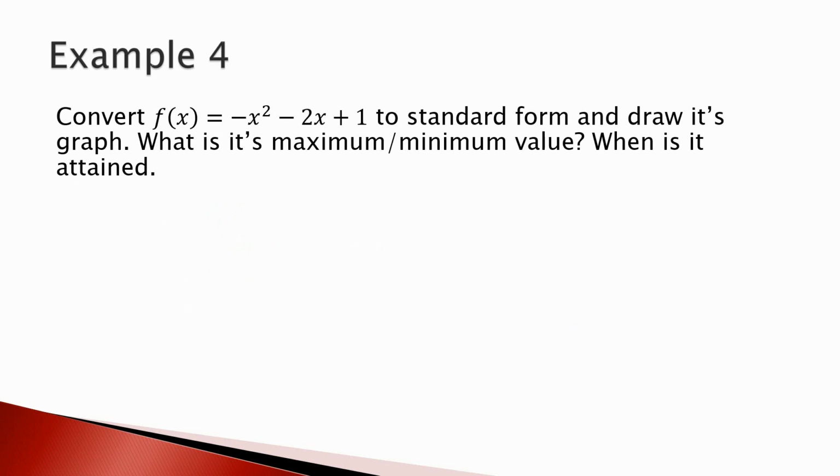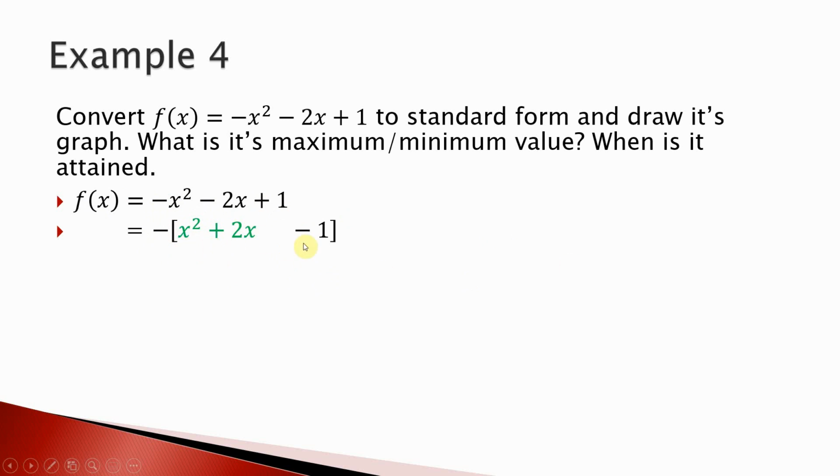Convert f of x equals negative x squared negative 2x plus 1 to standard form and draw its graph. What is its maximum or minimum value? When is it attained? So f of x, you take out negative 1, and when you take out negative 1, this becomes x squared, this becomes plus 2x, this becomes negative 1. Okay, so you have to divide each term by negative 1 and you take out negative 1 as a factor. So when you send it back, you get the same thing. Okay, so this is actually negative 1 you are taking, like negative means negative 1.